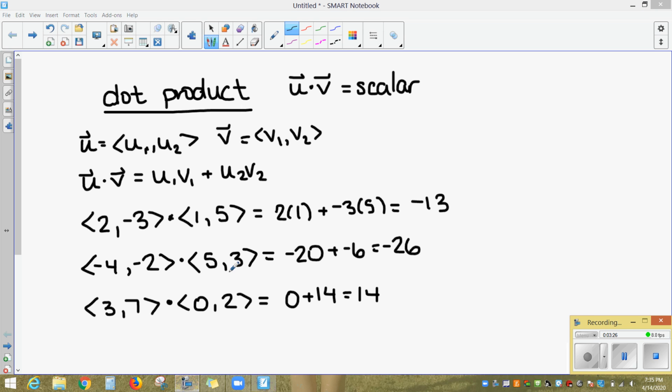Okay, so on this first one, -4 times +5 is -20. -2 times +3 is -6. Adding them together gets -26. On the last one, 3 times 0 is 0, plus 7 times 2 is 14. 0 plus 14 is 14.